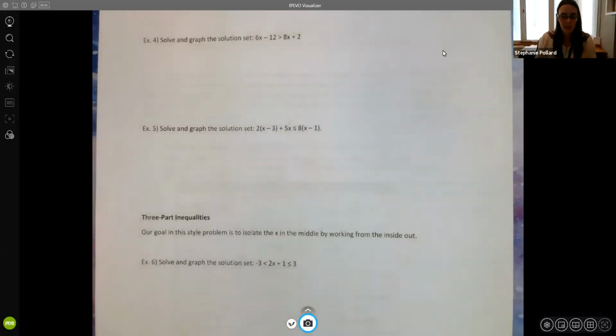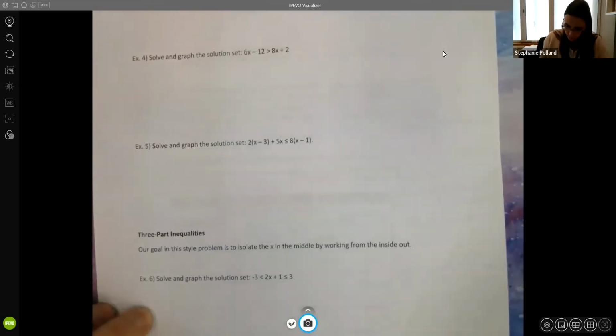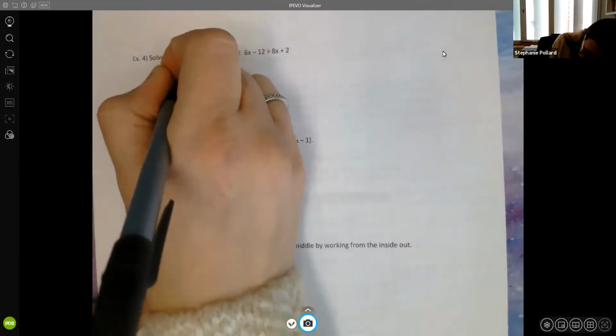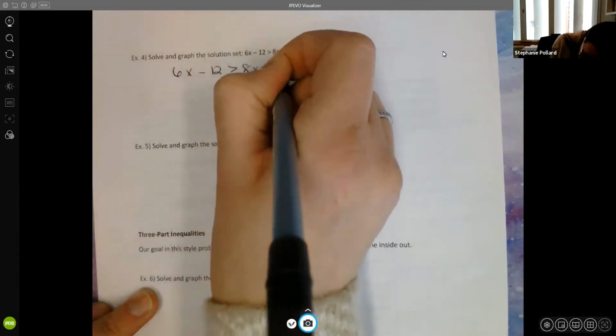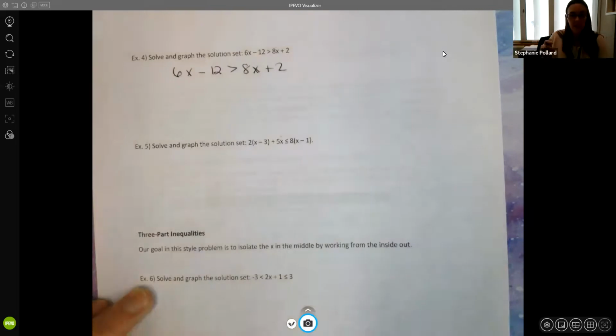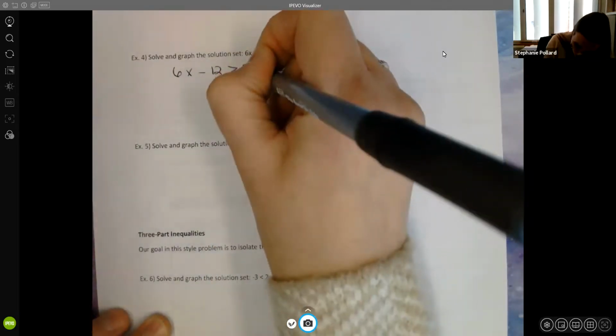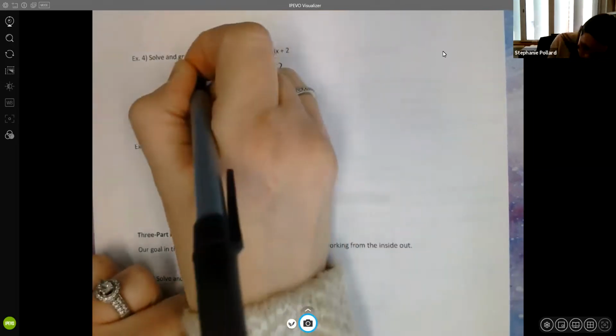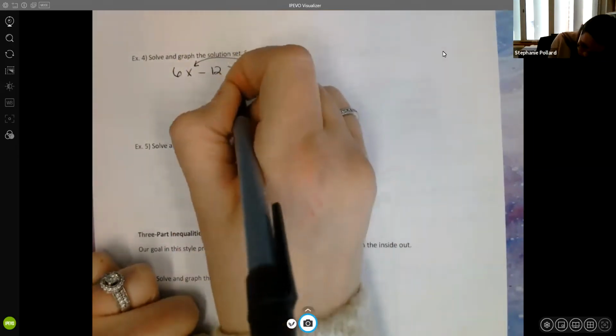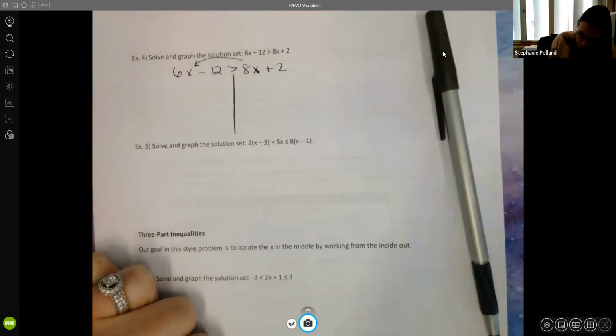All right, let's do a couple more examples here. I'm just going to write this a little bigger. So no parentheses yet, no fractions this time. I do need to get my like terms together. So I'm going to go ahead and bring my x to the left. And again, if I want to, I can put that little line there to help stay organized.